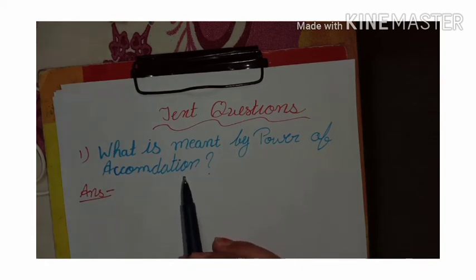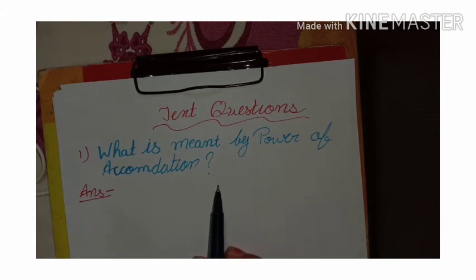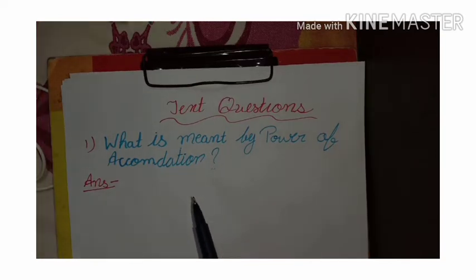So all we know, the ability of the eye lens to adjust its focal length to see the nearby and the distant objects clearly is called the power of accommodation, right?